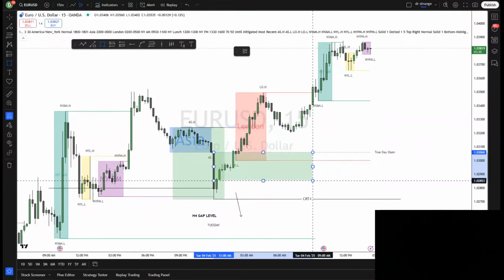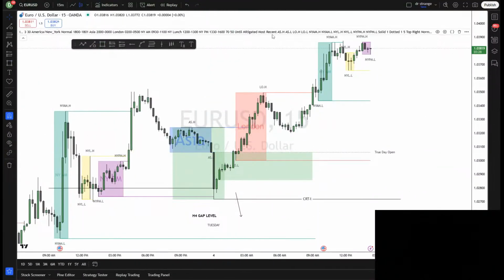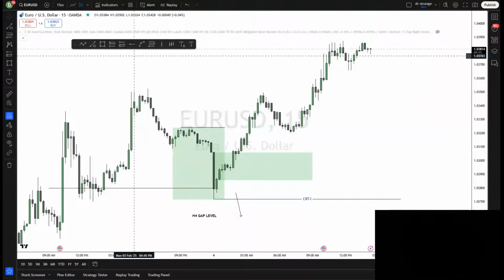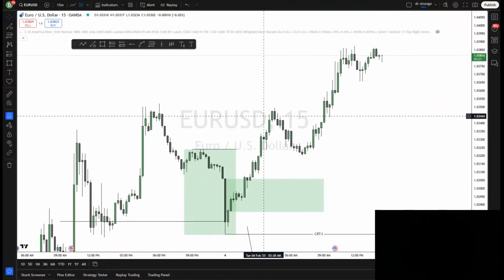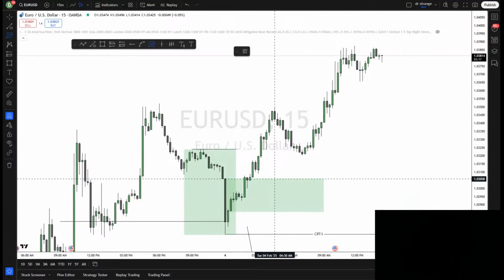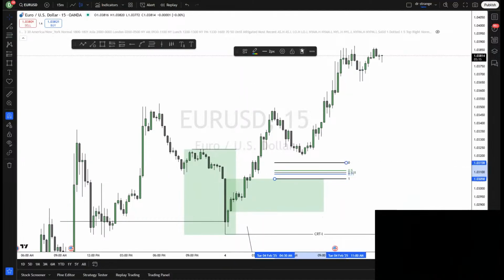We shall enter at the inversion of this fair value gap. If you have SMT, time-based SMT, inversion of this fair value gap, you enter and hold, and you have a bullish week according to that. This is a bullish month according to the CRT. So that's it, guys.